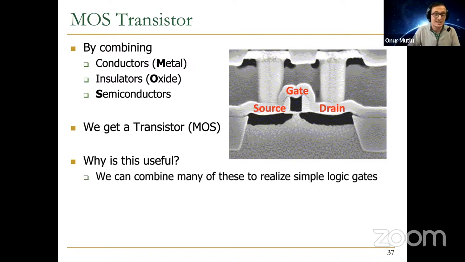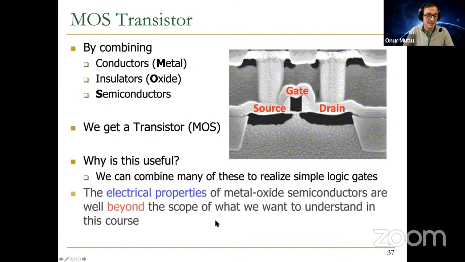So why is this useful, basically? Essentially, we can combine many of these to realize simple logic gates. For example, you can have the source and drain over here, and then the source of another transistor over here, and the gate of another transistor, and the drain of another also. And then you can combine them in series like that, or you can combine them in parallel as well. So there are different ways of combining them. We're going to see those different ways actually in a little bit.